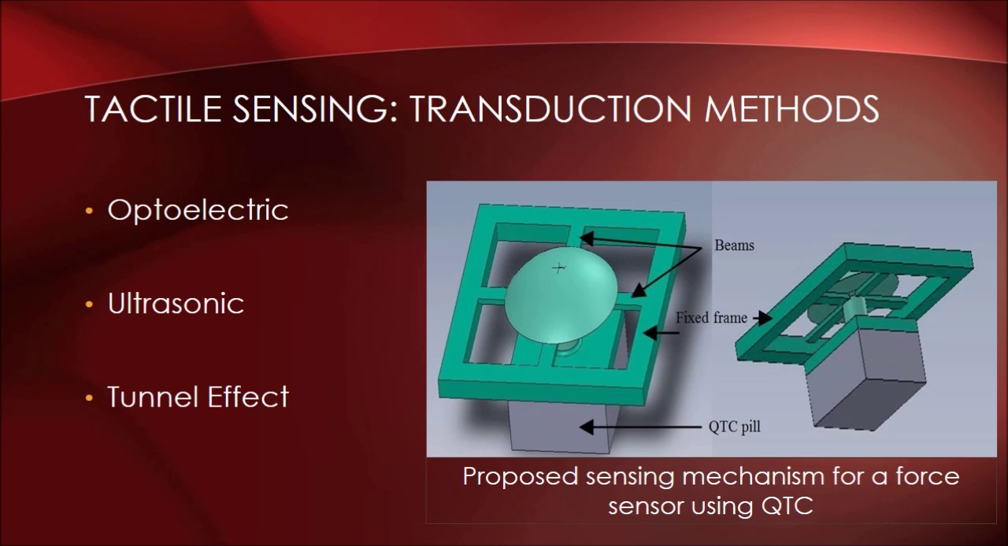The next technique employs the tunnel effect. In this, when quantum tunneling composite, that is QTC, is under pressure due to force, a rapid drop in resistance occurs, which happens without any contact between the particles. This is identified as the quantum tunneling effect. This change in resistance produces a corresponding voltage output, which is used to detect the point of contact.